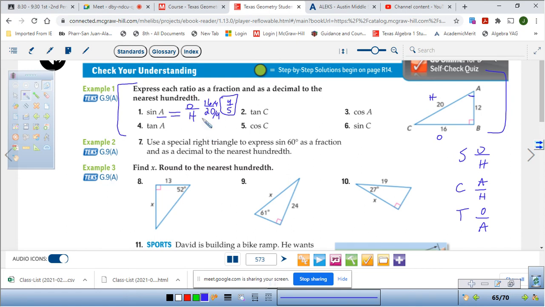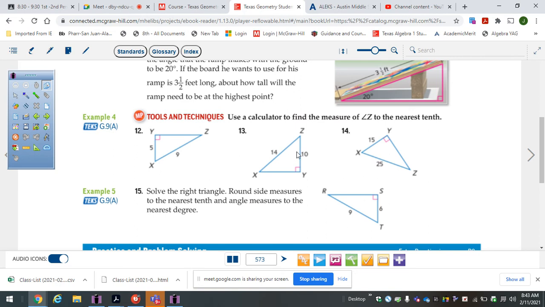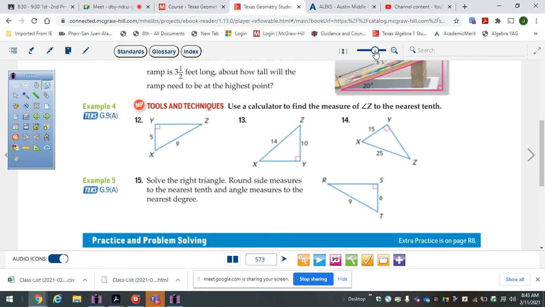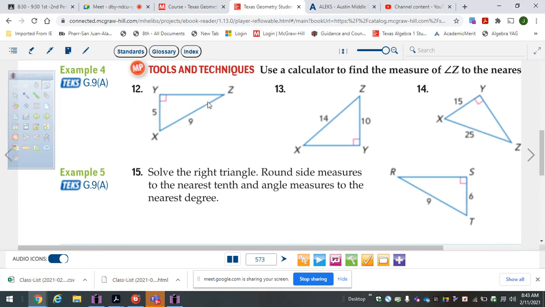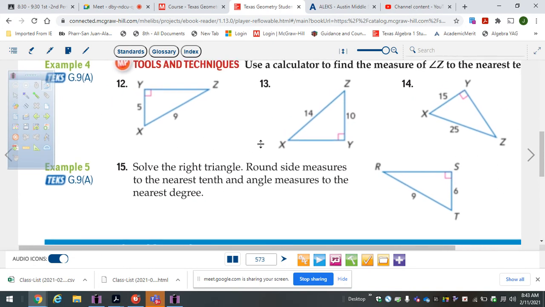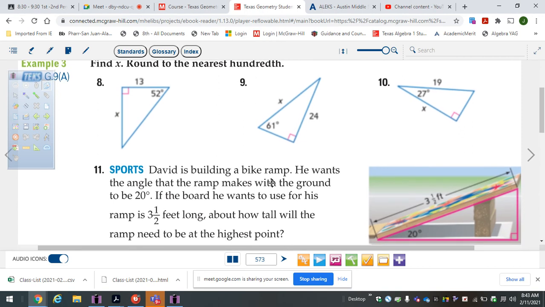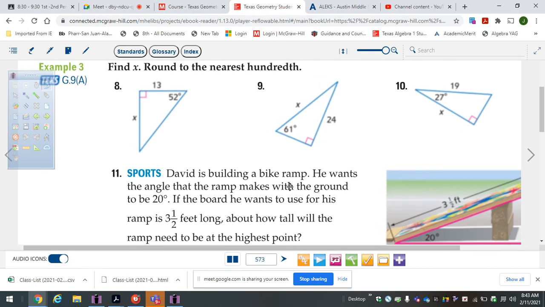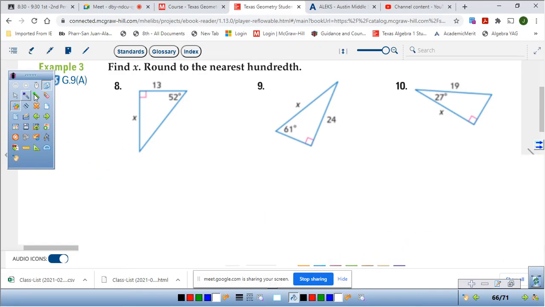Do we have the calculator? Okay, let's do that one. You're talking about the last ones, right? The last ones where you have to use the calculator? Okay, you know what? Example 3 and 4. I'll look at example 3. I'll do number 8. Okay.